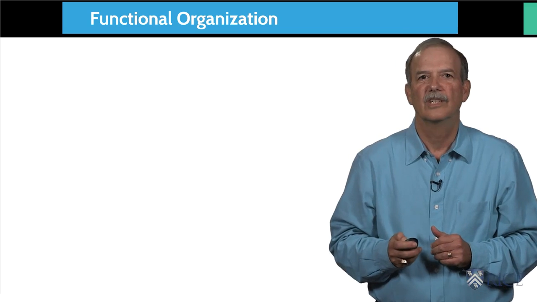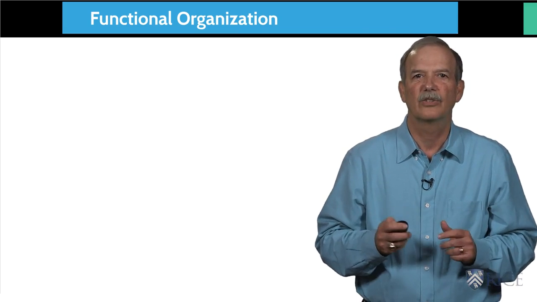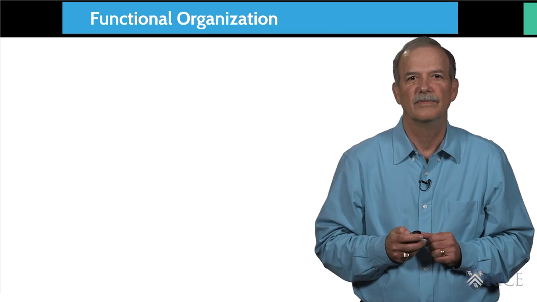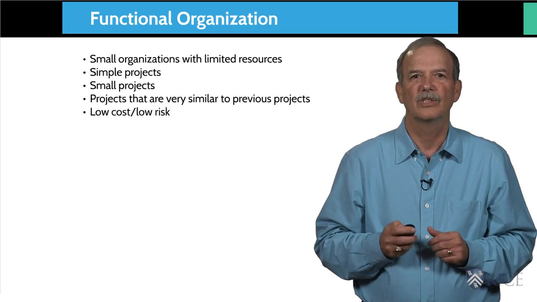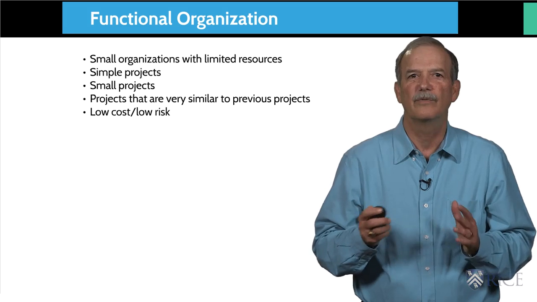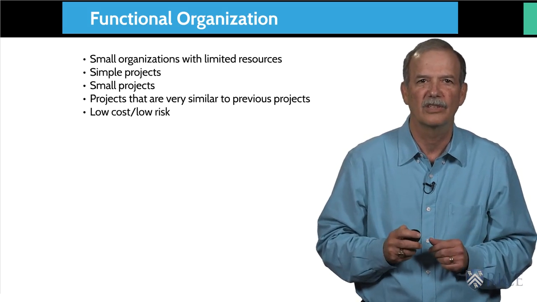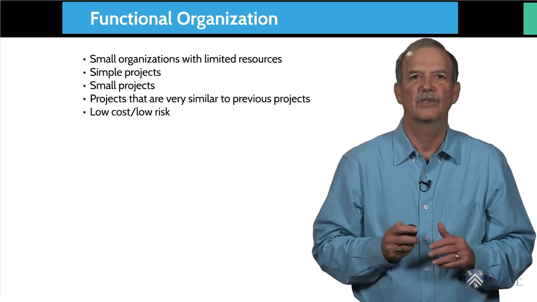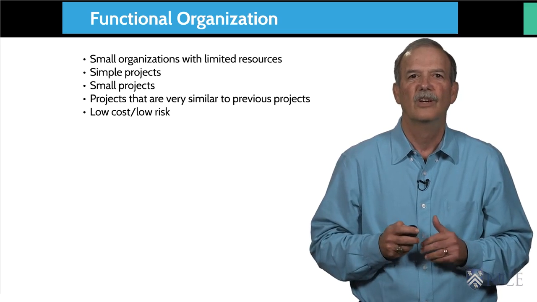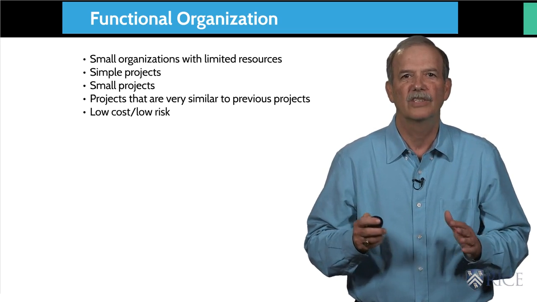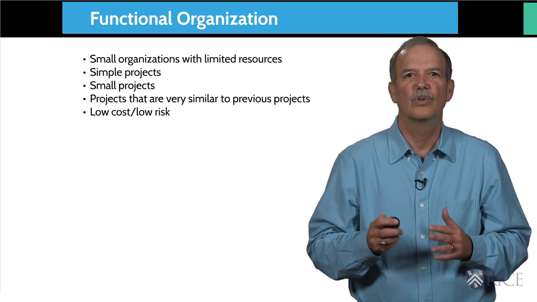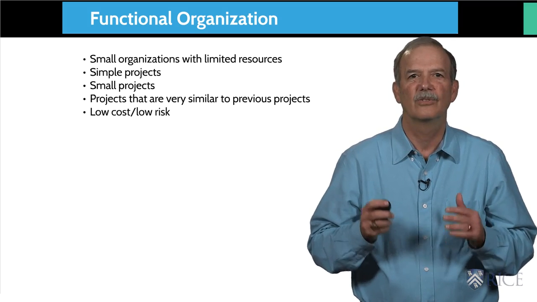Functional-based organizations. What types of projects have been successfully executed in these environments? Where do we typically see these project approaches used? Functional-based organizations work best in small organizations with limited resources. These organizations cannot afford to move people out of their positions to work on a project. These organizations work best with simple, small projects that are very similar to the projects the organization executes on an ongoing basis. These projects are typically low cost, low risk, and can be conducted in the normal course of business and are not schedule critical.